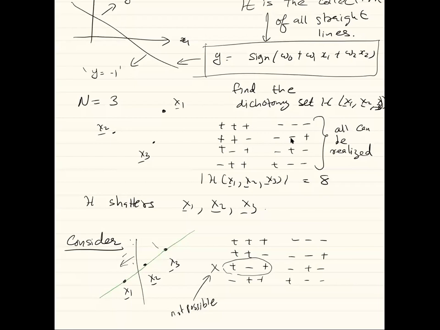So you can see that all of these three dichotomies are possible: the plus plus plus, plus plus minus, and minus plus plus, but this one is not. And likewise, this one is not possible, and the other three are possible. So as a result of this, in this case, the size of H of x1, x2, x3 is 6 and not 8. And in the first problem set, you will have a lot of practice studying how you can construct dichotomy vectors, how to compute when the hypothesis class shatters, and so on.